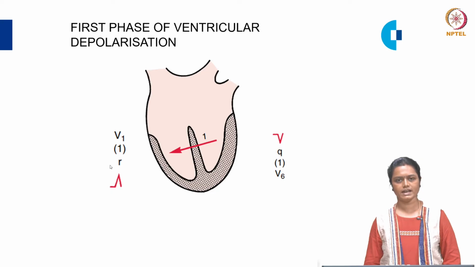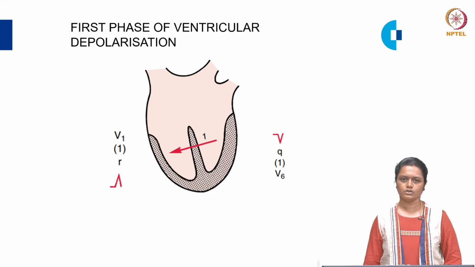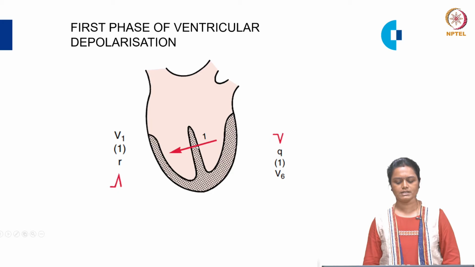What happens in the lead V6, which is oriented to the left side? As the depolarization wave moves away from it, you have a negative deflection, and according to the nomenclature, the initial or first negative deflection is labeled as Q. So, this R wave in V1 and Q wave in V6 are called septal R wave and septal Q wave because they are produced by septal depolarization.